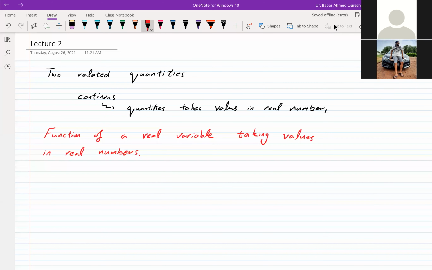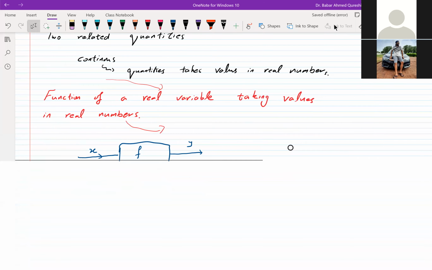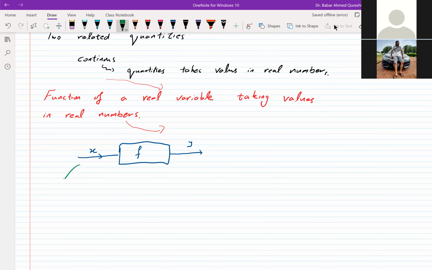So you have two quantities. One quantity is which you give as an input, and there's another quantity, both are real, which is an output. So you have this kind of a machine. This is the function. You give it a number, and it outputs some other number. So it takes in real numbers and relates it to some real number.